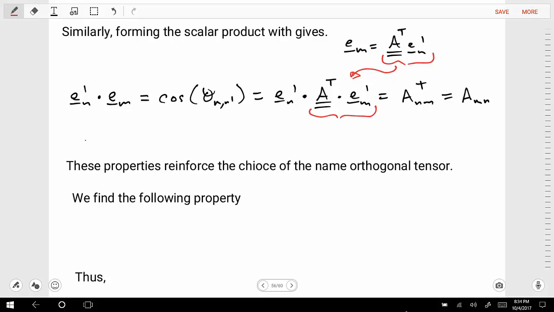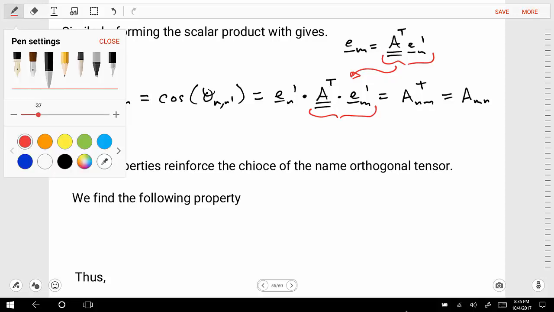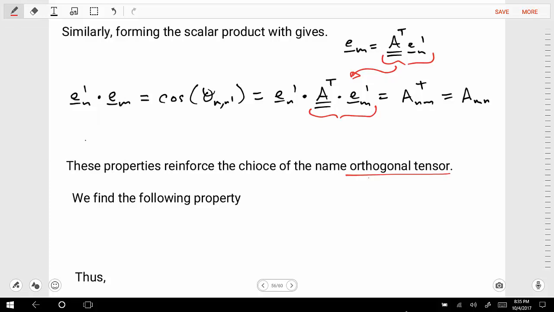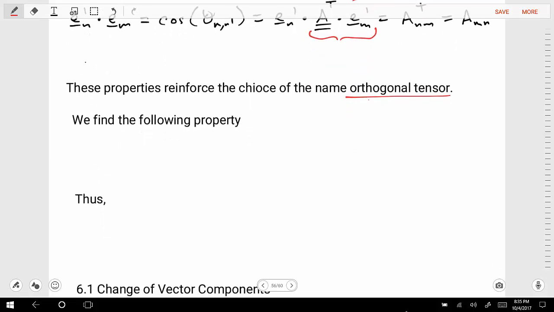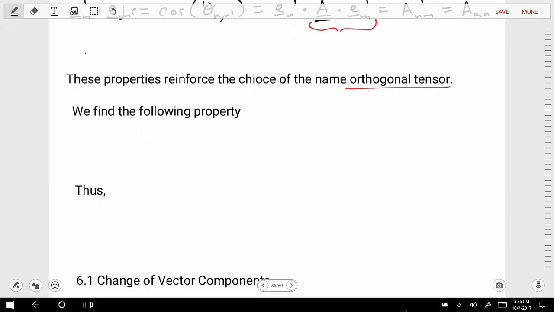So these properties, this idea of finding that the inverse of the tensor is equal to the transpose, enforces the idea that we have an orthogonal tensor, and from this we can further find a very interesting property of orthogonal tensors. We can note it in index notation, and we'll do that here. But the easiest notation to understand this is actually coordinate-free notation, which we'll show next.